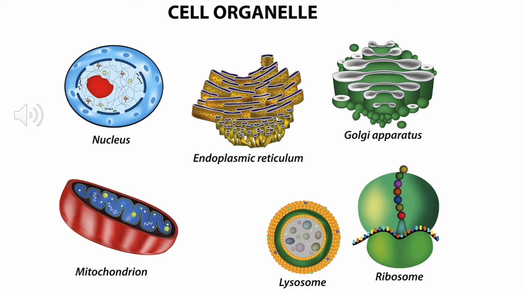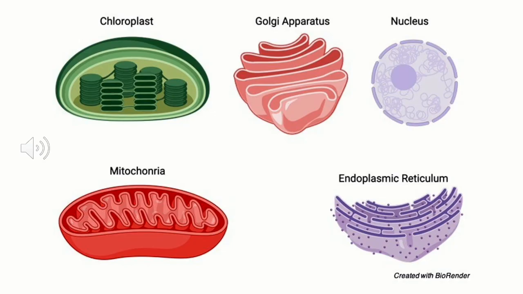Moving on to the plant cell, we again have the Golgi apparatus, the nucleus, the endoplasmic reticulum, and the mitochondria, which are all the same, but it has a chloroplast, which is different. Chloroplast, as we mentioned before, is a structure that contains a pigment called chlorophyll, which traps sunlight to carry out photosynthesis for the plant.